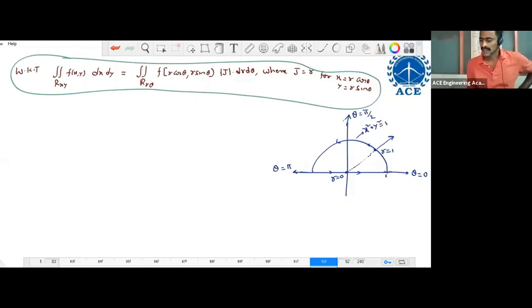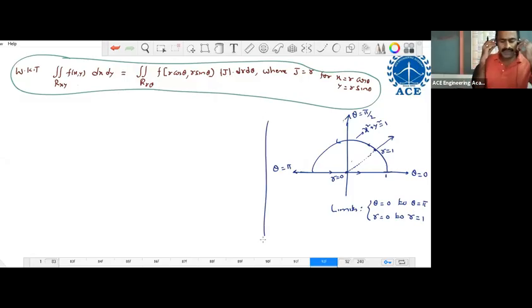At theta equal to 0, r will vary from 0 to 1. At theta equal to 30 degrees also, r will vary from 0 to 1. For theta equal to 45 degrees also, r will vary from 0 to 1. For every theta from 0 to pi, r will be 0 to 1. So here the limits are theta equal to 0 to theta equal to pi, because of the semicircular region, and r from 0 to 1. These are the limits.